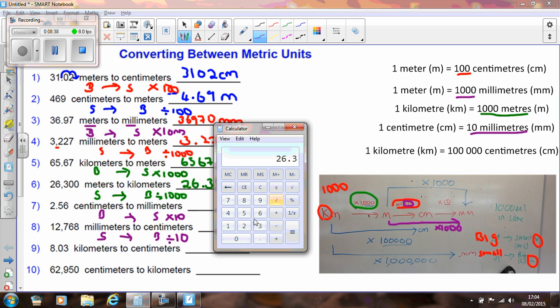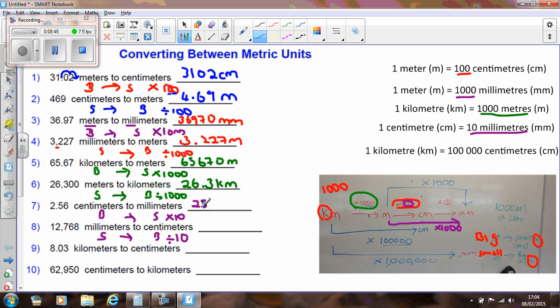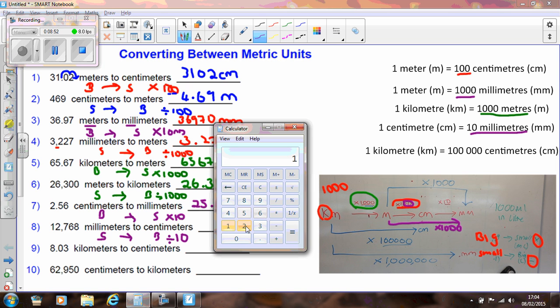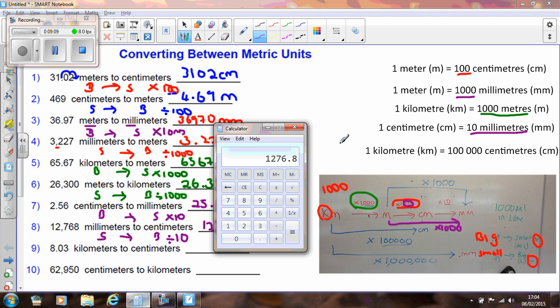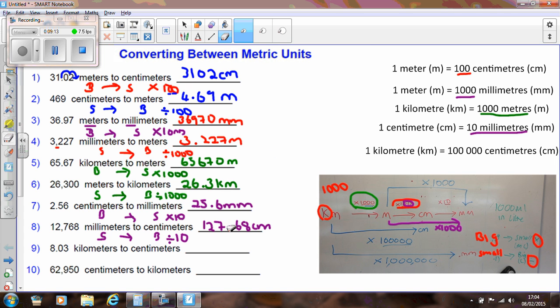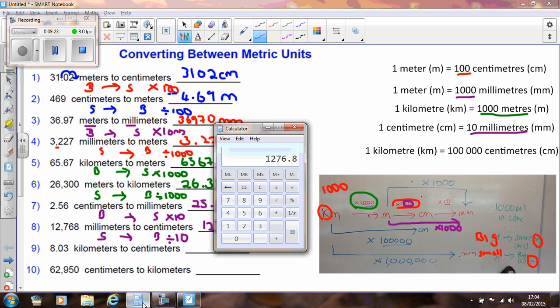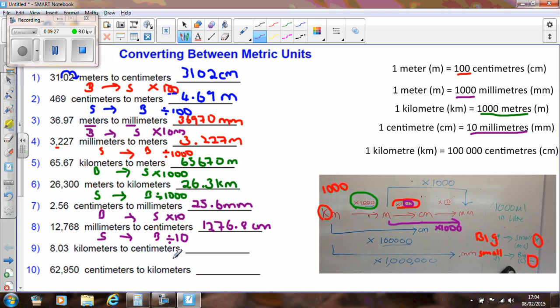So let's put both in the calculator. We've got 2.56 times by 10 gets us 25.6 millimetres. And then we've got 12,768 divided by 10, which gets us 1276.8. And the answer is in centimetres because that's what we're changing it to. Oh, I did that wrong. Good. 6.8. Yep.